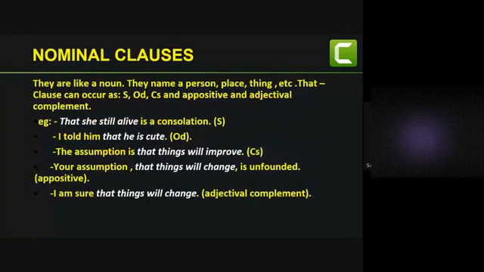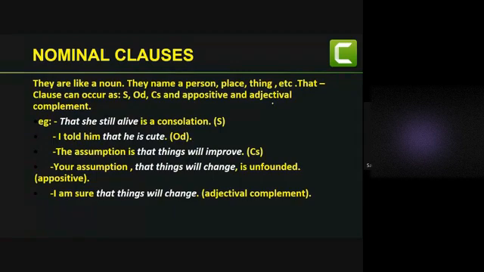Now, the first function is called nominal. Why do we call them nominal? They are like a noun. What do we mean by like a noun? We can use them to name a person, meaning subject, place, thing, etc. That clause can occur as subject, direct object, subject complement, and appositive. Appositive means البدل. And adjectival complement.